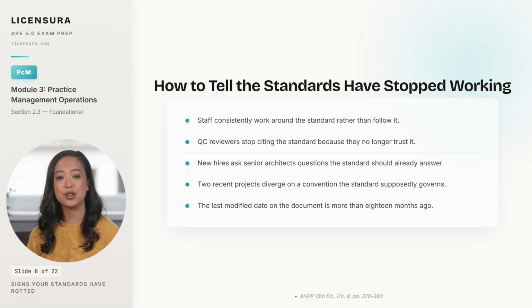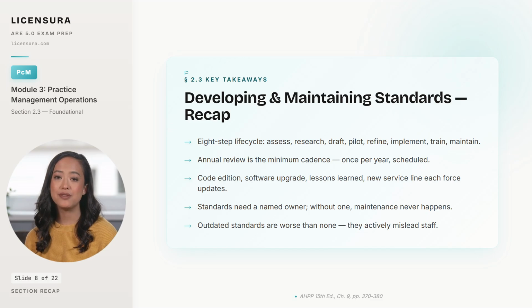5 takeaways pull the maintenance discipline into a single ownership question. 5 takeaways on developing and maintaining standards. The life cycle has 8 steps: assess, research, draft, pilot, refine, implement, train, maintain, and every one of them matters when the firm rolls out a real program. Annual review is the absolute minimum cadence. Once a year, on a scheduled date, the standards owner walks the document against current practice.